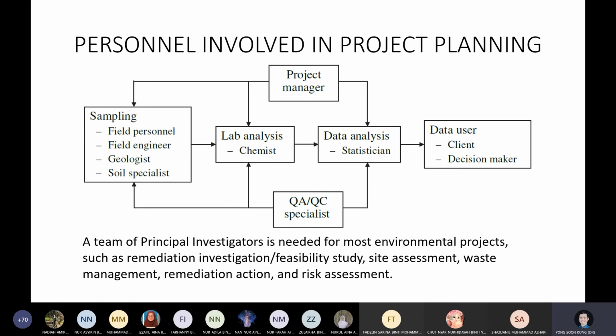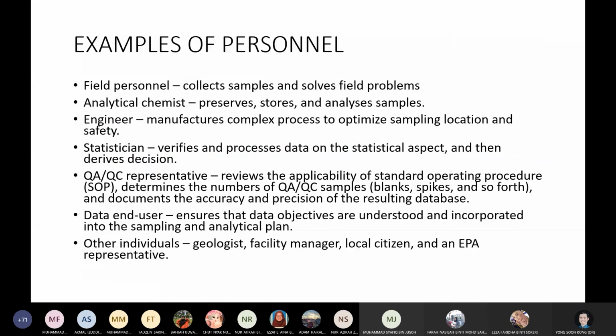So you need to plan. This is the so-called summary. Of course, you can see there are detailed descriptions of the roles and responsibilities of each of these personnel involved in the sampling plan. You can add, you can edit, you can cut out if it's not related. So this is a summary. You can look at it later.